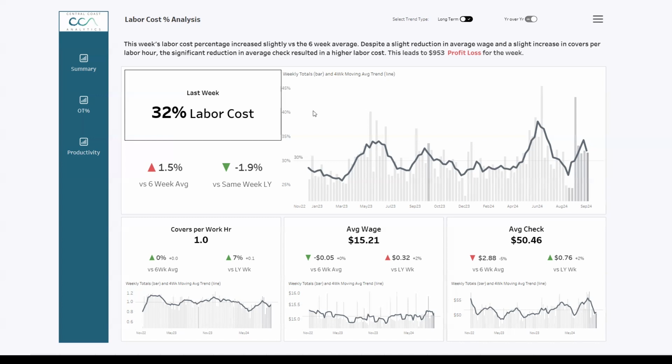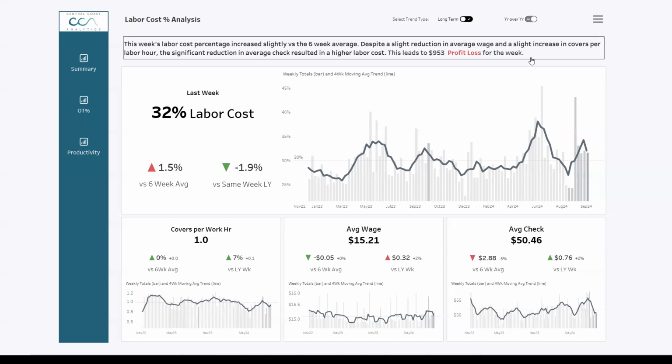I think everybody's pretty familiar with this metric, right? We're showing you how that's trended over time. You can see that over here. We're comparing it to your recent run rate and then the same week last year. But then what we're doing is starting to take this a level deeper because sometimes it's hard to actually action the labor cost. So what we're doing is we're breaking it down into more of a productivity metric, an average wage, and an average check. And then depending on what you're seeing go on with one of those metrics, it might help steer your actions you're going to take in the right direction.